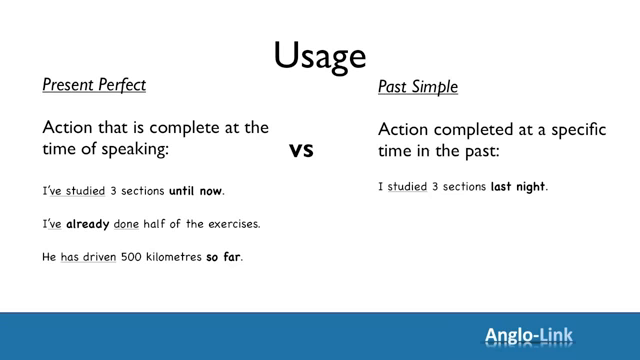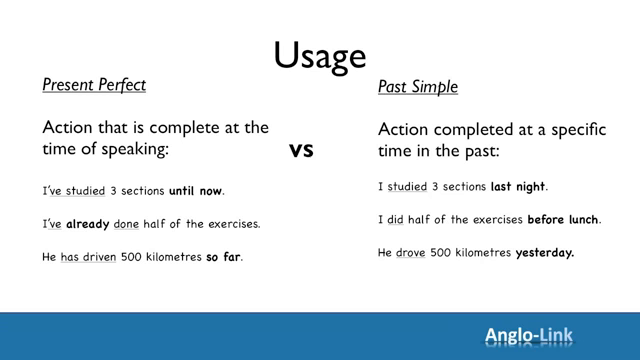Let's look at the second example. I've already done half of the exercises. Let's add a specific time in the past. And the verb changes to I did half of the exercises before lunch. And our final example, he has driven 500 kilometers so far. Let's add the specific time in the past and watch the change from present perfect to past simple. He drove 500 kilometers yesterday.